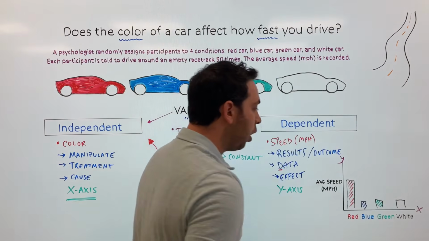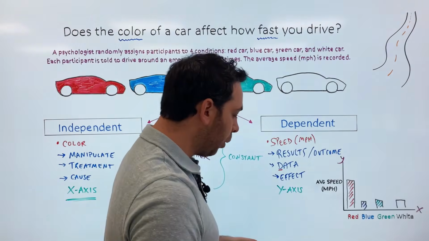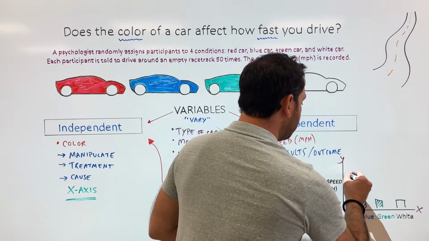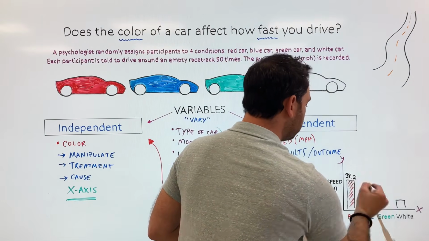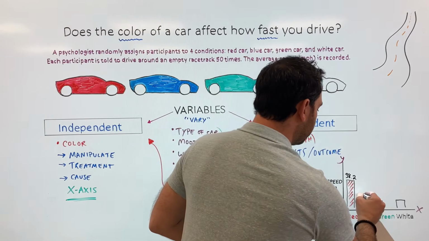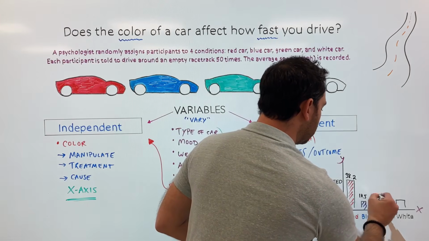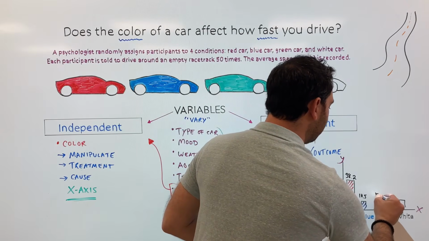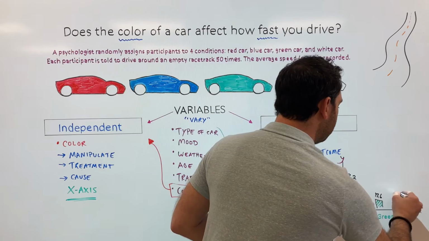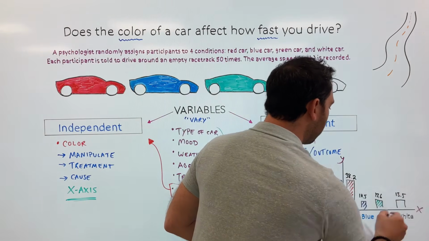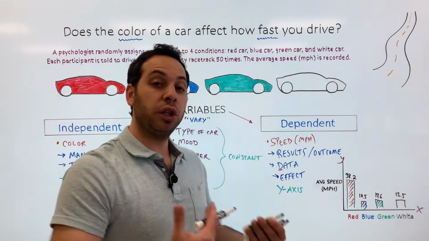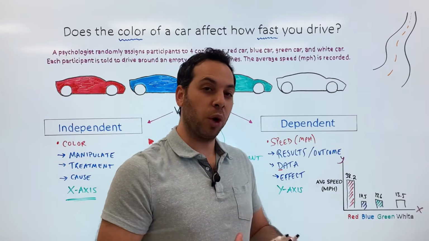And then what we want to know is, what was the average miles per hour, right? Red, maybe it was 38.2 miles per hour, right? And maybe blue was 10.5 miles per hour, and green was 13.6 miles per hour, and white maybe 15.5 miles per hour, right? And then you can actually conclude or make some inferences from those results.